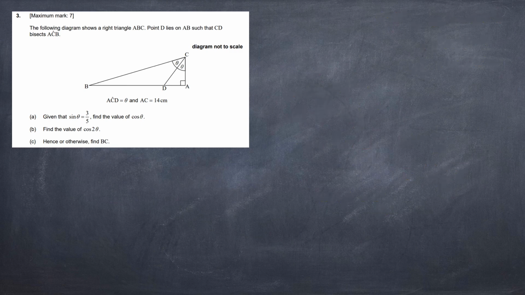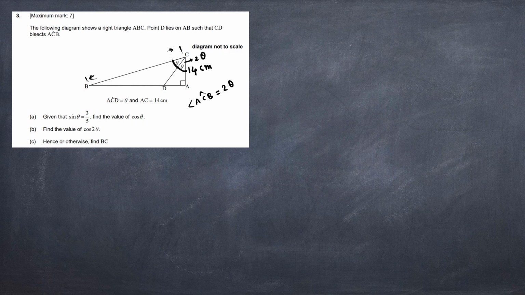Here it is written, hence or otherwise find BC. So we need to find the length of BC. AC is given, as you can see, it is 14 centimeters. We need to find BC. This is the length that we need to find out, from here to here. And the angle you can see is 2 theta, as theta plus theta. So this angle, angle ACB, is equal to 2 theta.